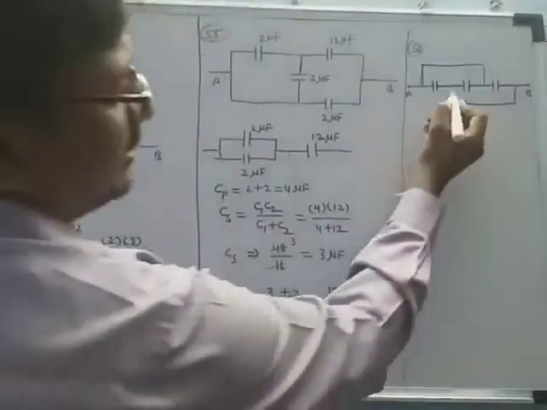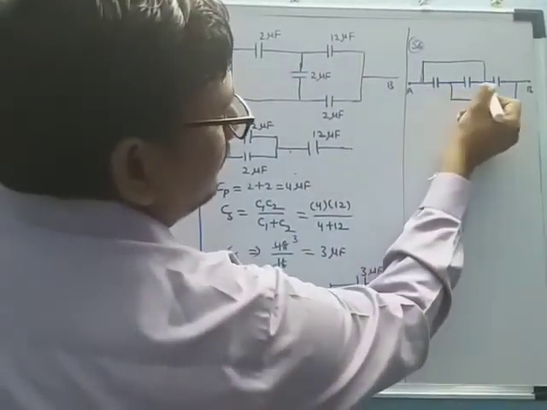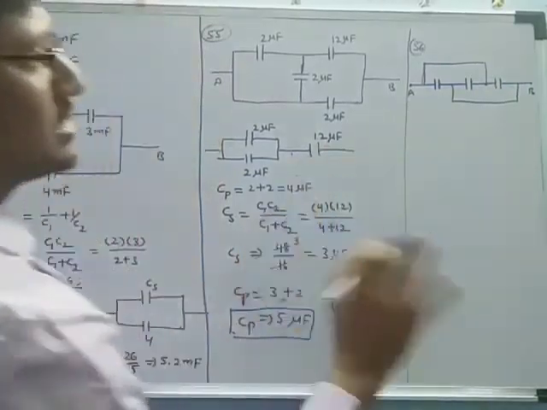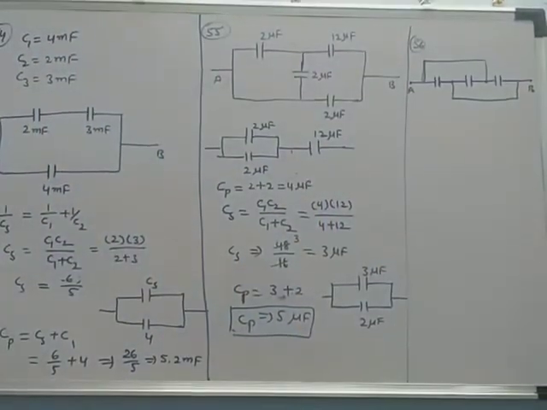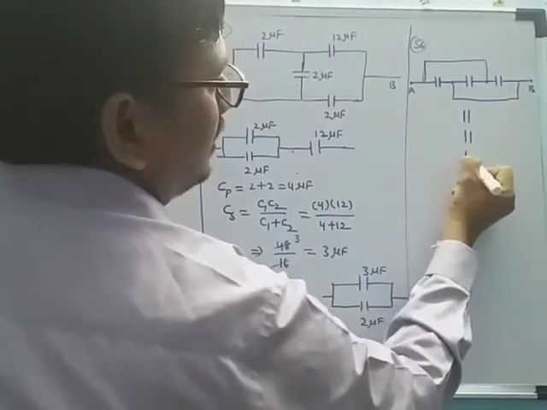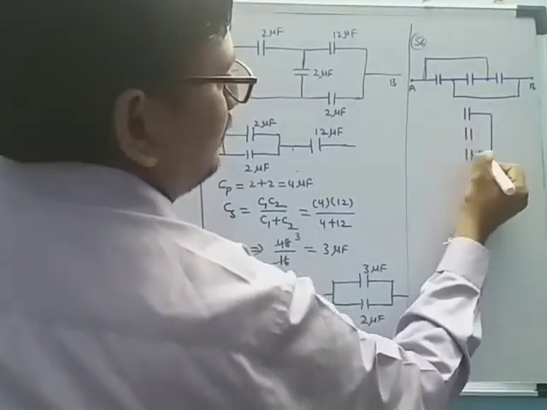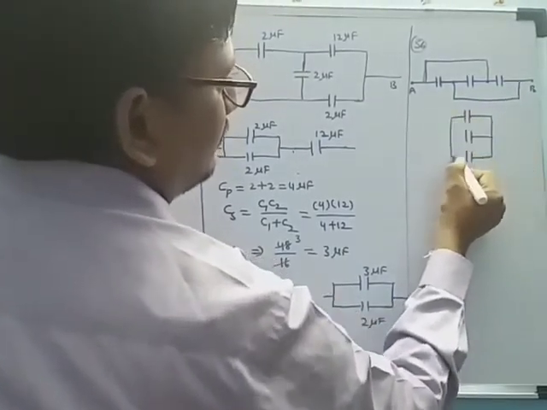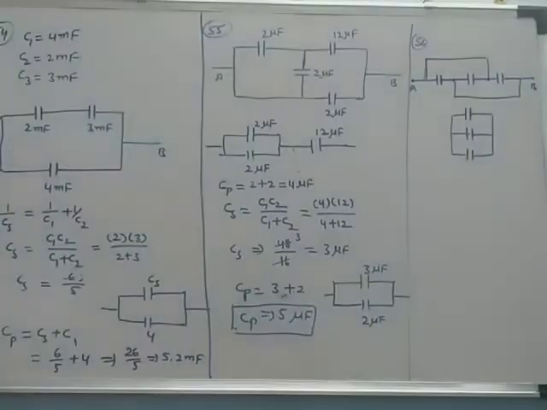But here, when the connection is there between them, it means there is no series combination. This is a parallel combination.